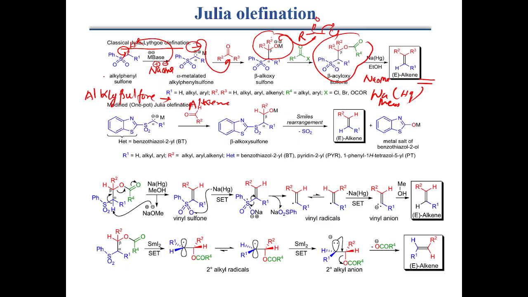What is the mechanism in this reaction? And what is the role of sodium amalgam? First, sodium amalgam in the presence of methanol forms sodium methoxide. This will abstract this proton, and as this is a leaving group, after abstraction of this proton it will leave and generate this vinyl sulfide. Now as sodium is a single electron transfer reagent, it will transfer a single electron to the sulfone, and this bond will radically cleave and give this vinyl radical.